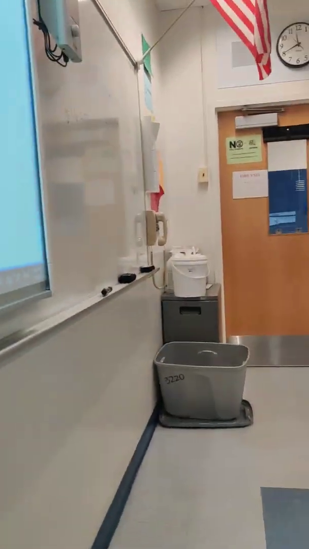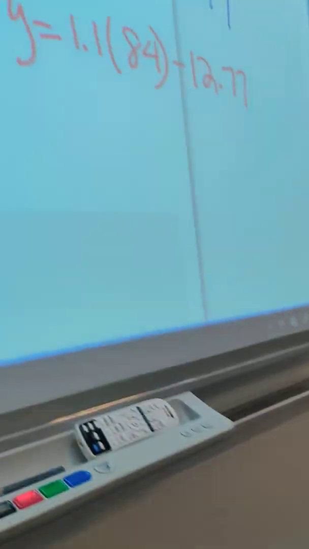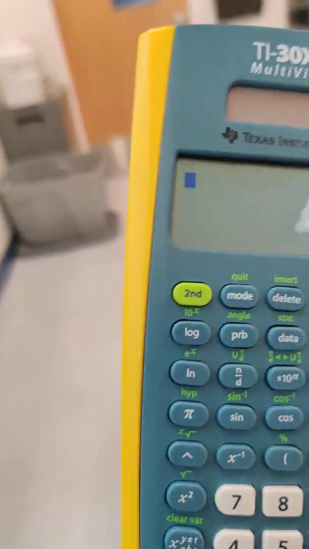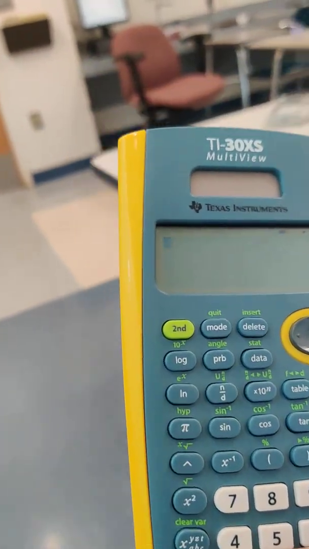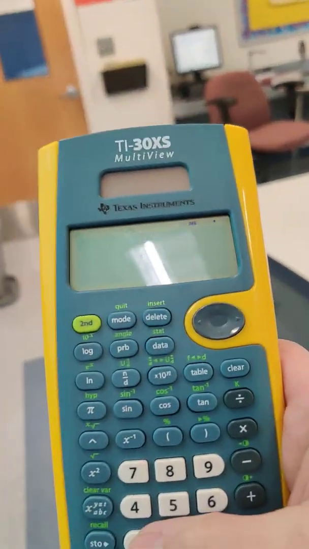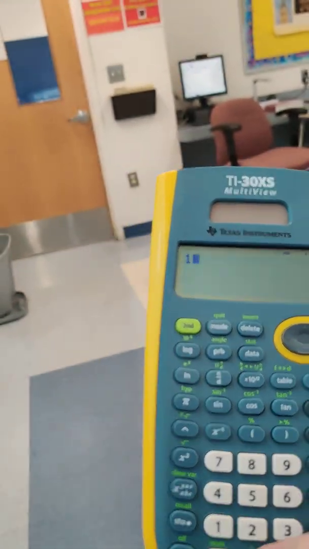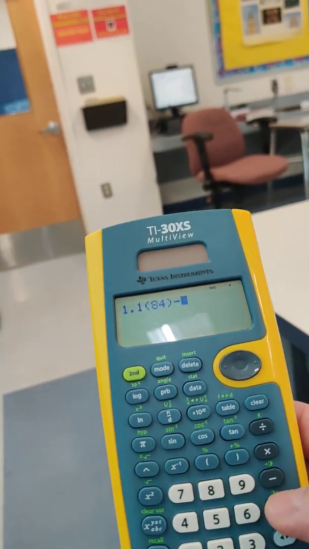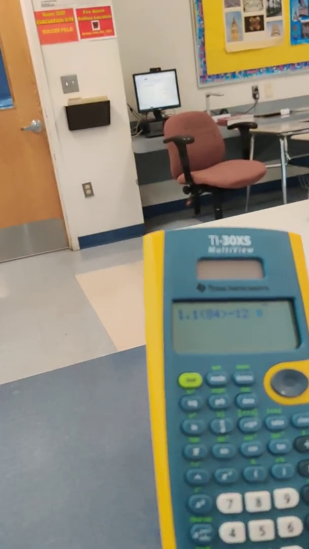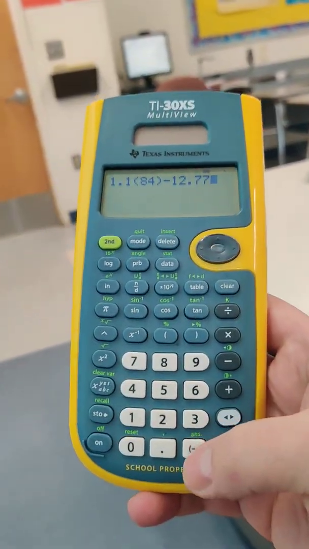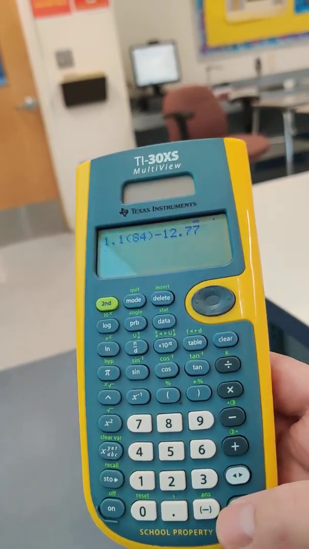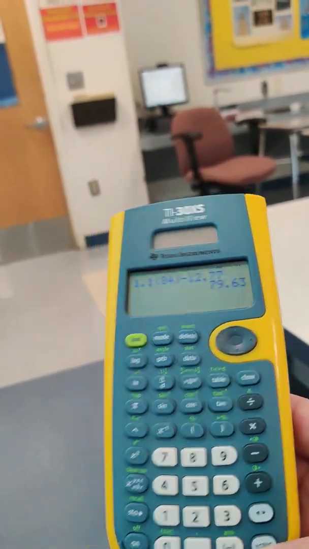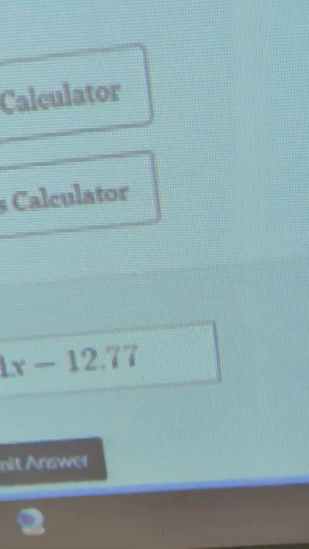I'm not guaranteeing it for your iPhone calculator, but whether it's this calculator or the big yellow one, you can go 1.1, parentheses, 84, parentheses, minus. Make sure you use minus and not a negative sign. There is a difference. If you use a negative sign, it'll give you an error. On this calculator, there's a minus sign and a negative sign down here. Do not use that. So we hit enter. 79.63.